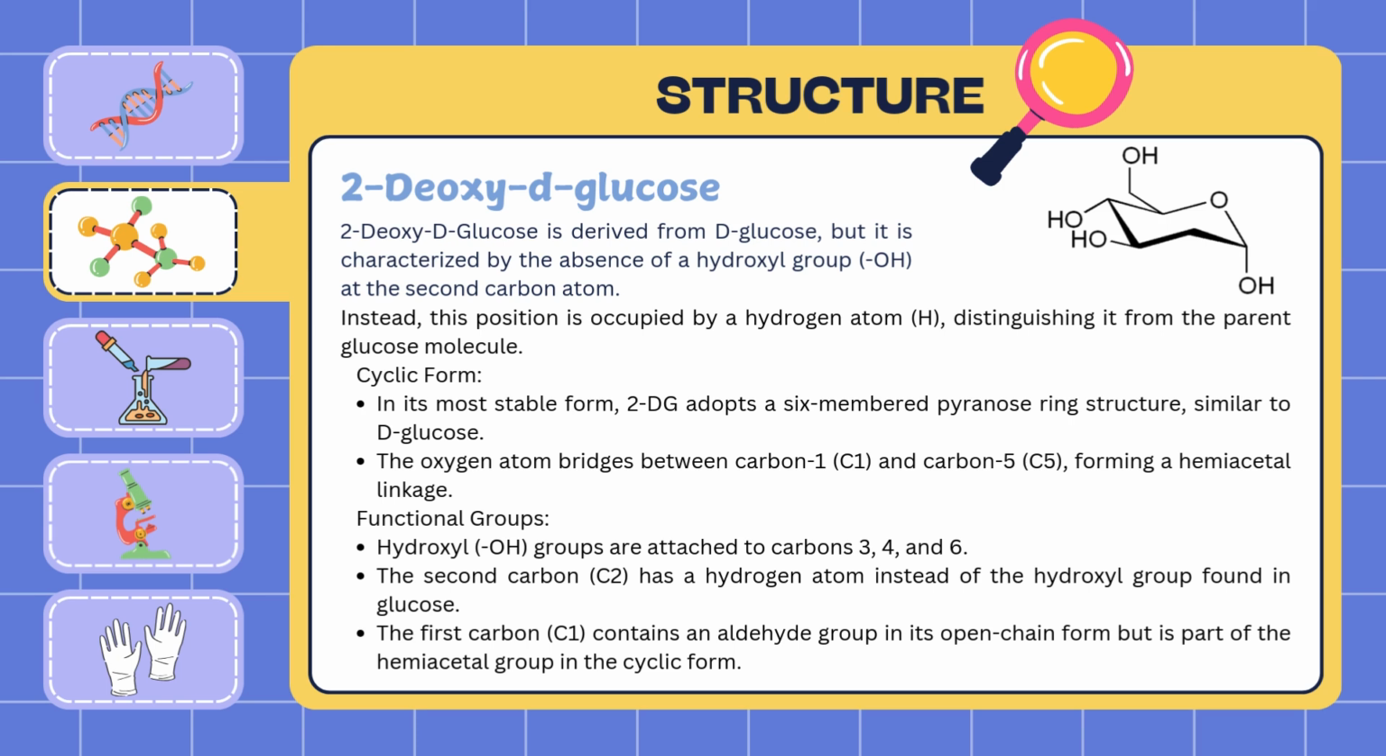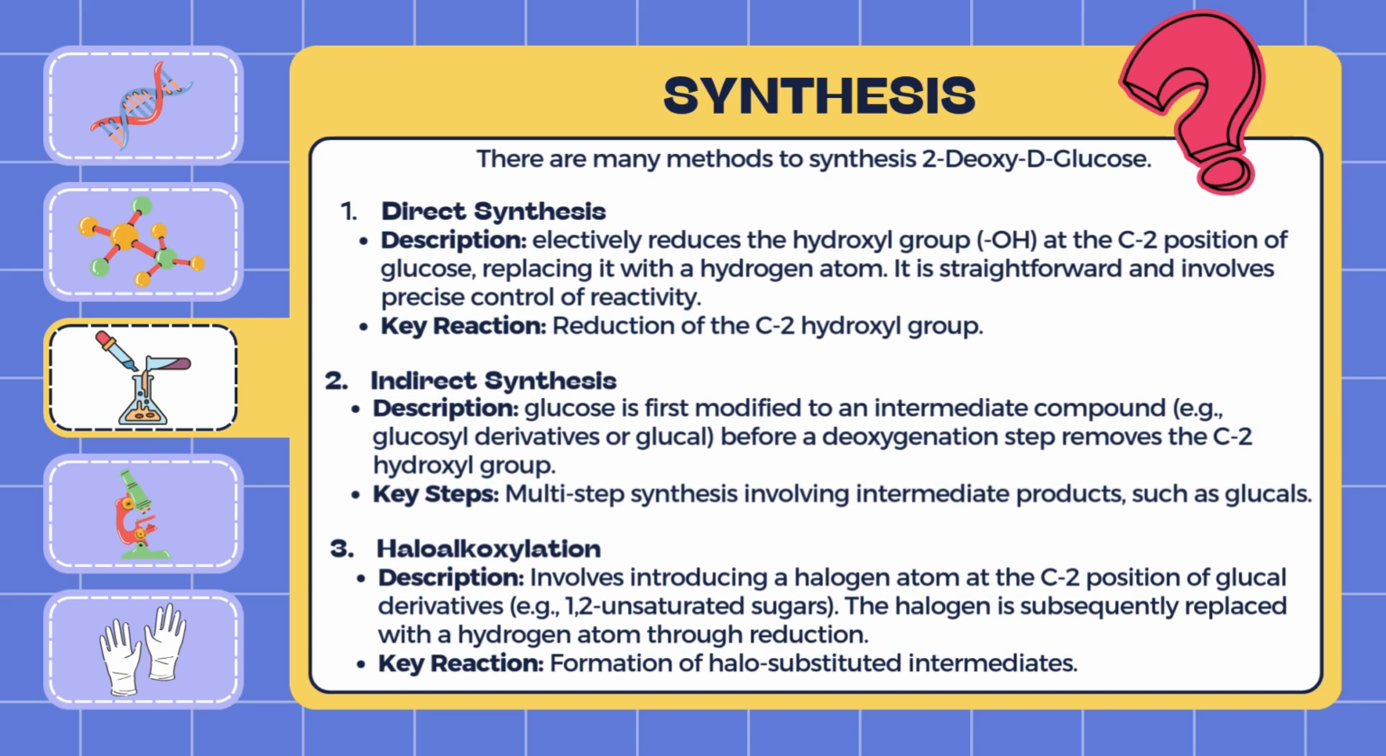Now, for the functional groups, hydroxyl groups are found on the carbon 3, 4 and 6. For carbon 2, it has a hydrogen atom instead of a hydroxyl group. Carbon 1 contains an aldehyde group in the open chain form, but in the ring form, it becomes part of the ring structure. So, these small changes in the structure make 2DG act differently in biological systems compared to regular glucose.